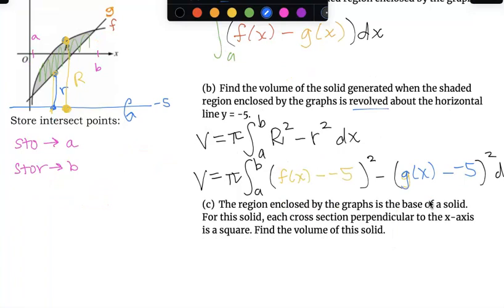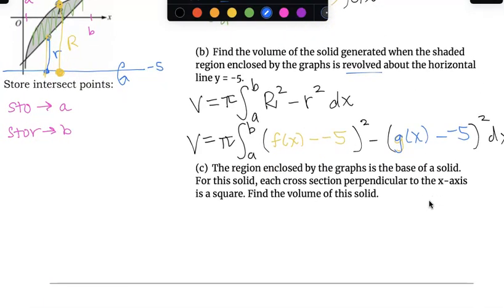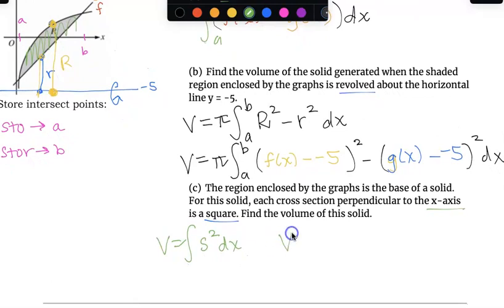The last thing then, region is a base of a solid. Each cross section is a square. Find the volume of the solid. So our idea of volume is that we're going to sum up an infinite number of, in this case, squares perpendicular to the x-axis. So now I know I want dx. If I go back to my graph, my volume then is going to be from A to B, of a side squared with respect to the x-axis. Each one of those squares has a side that is represented by top minus bottom.